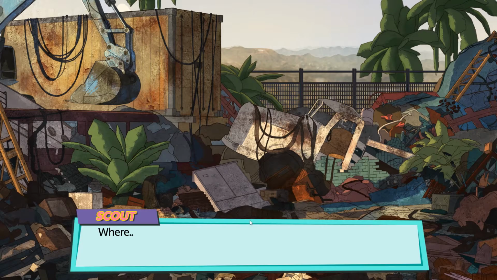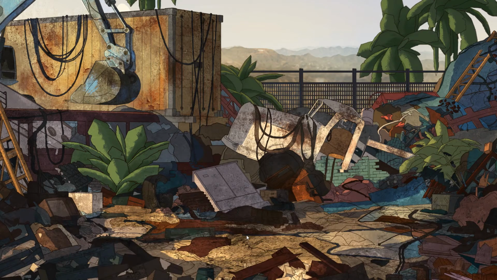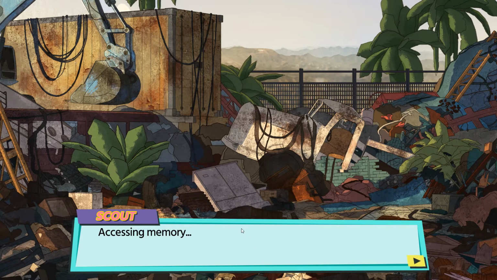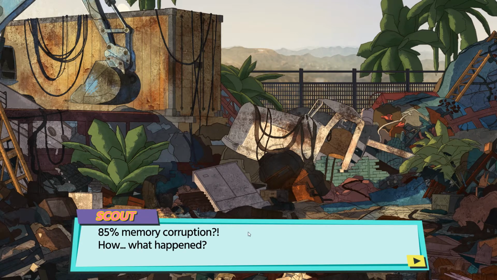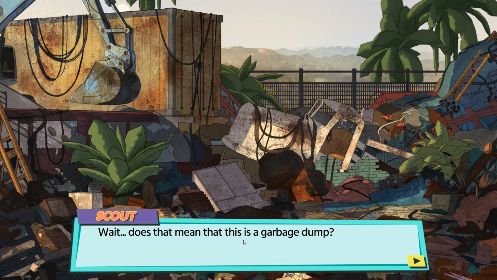And we're in some kind of junkyard. Where am I? Accessing memory. 85% memory corruption. How? What happened? I should try and find a way out. Oh, it's a garbage bag. Wait, does that mean that this is a garbage dump? Did someone throw me away? How could they?